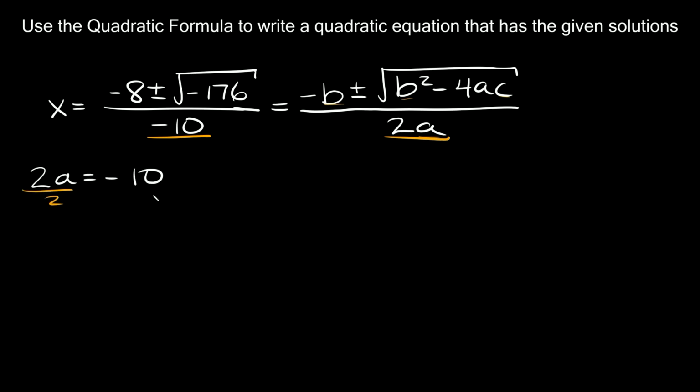So we can say 2a is equal to -10. So to solve for a, we'll divide both sides by 2. So then we get that a is equal to -5, right? So we figured out what one of our variables is equal to. What else can we figure out?